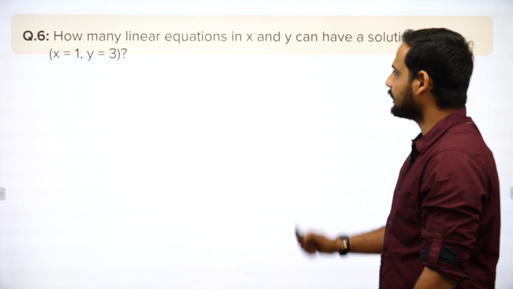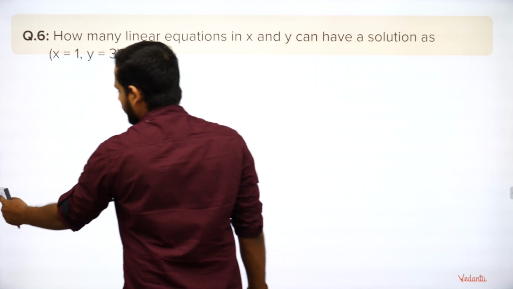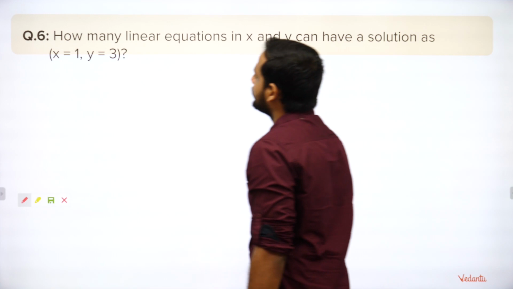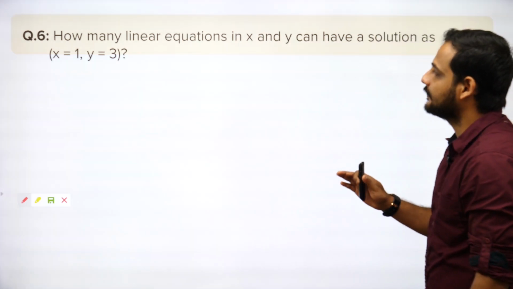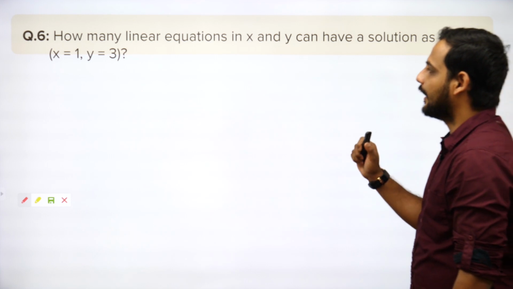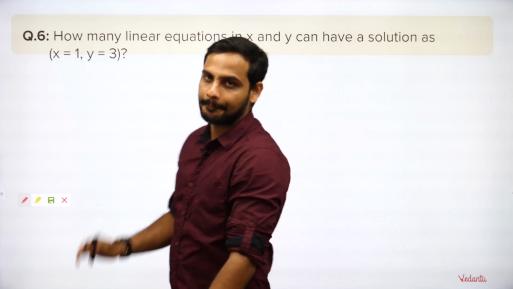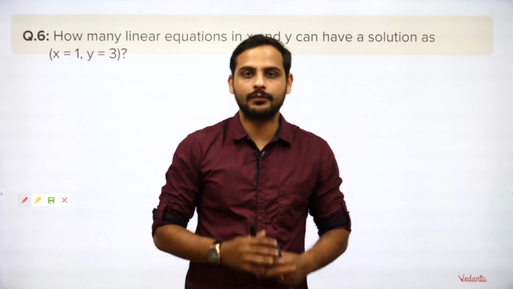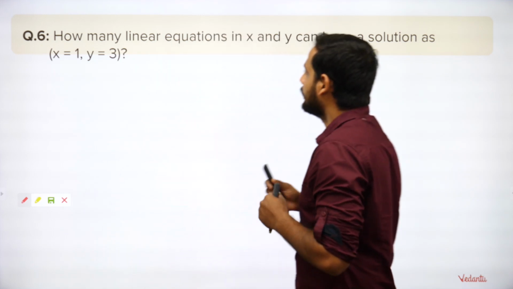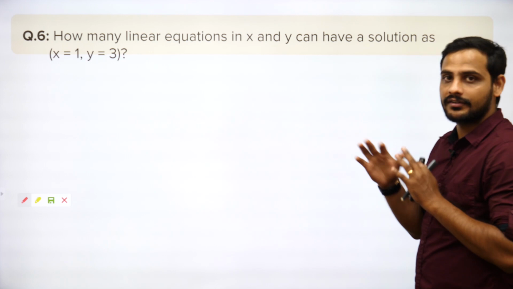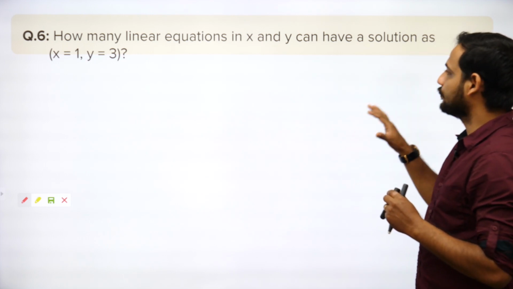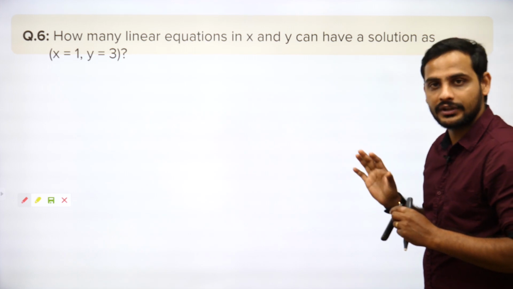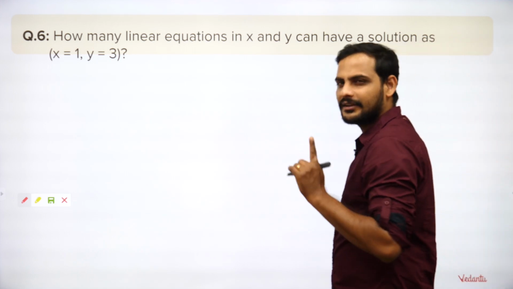The next question is: how many linear equations in x and y can have a solution as x is equal to 1 and y is equal to 3? Now see what this question is telling you. It is telling you how many linear equations in x and y you can write such that x is equal to 1 and y is equal to 3 will be the solution.